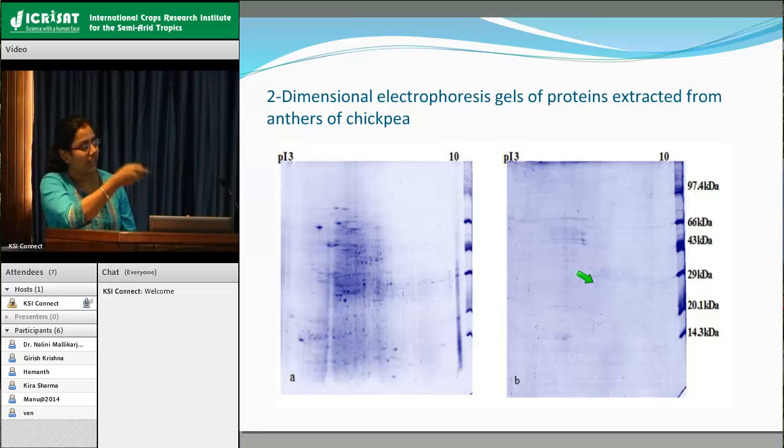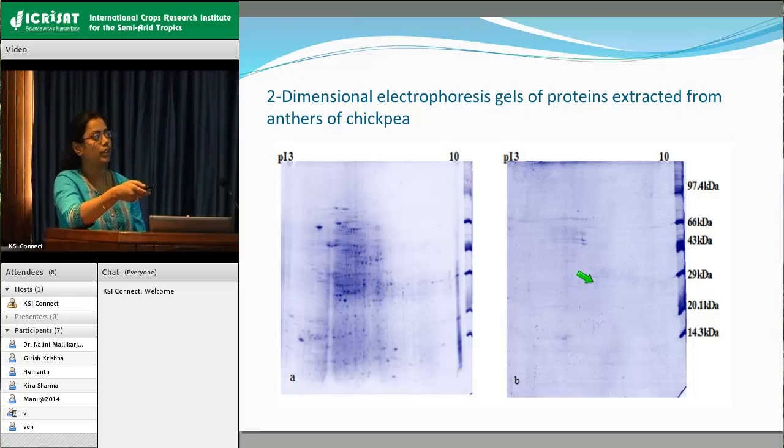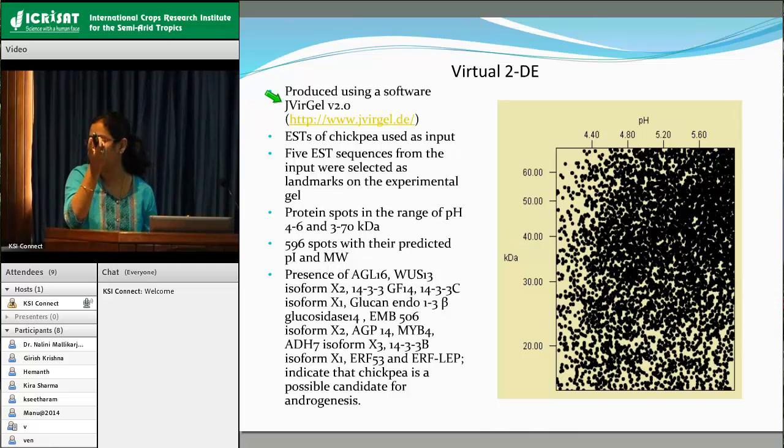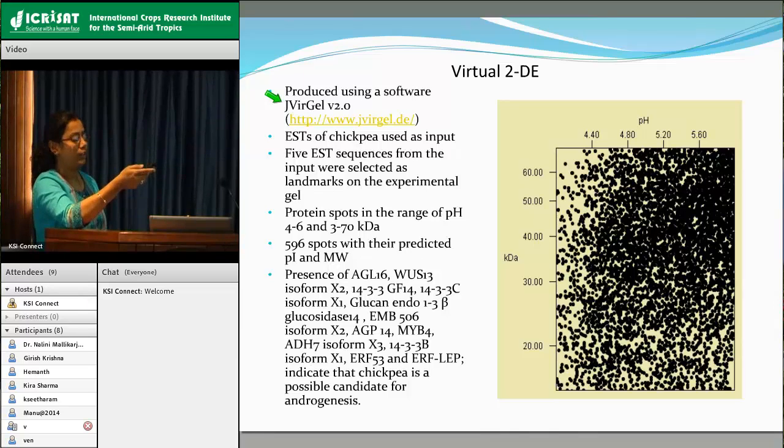So right now MALDI is not the choice. Since I haven't got a good result with this, MALDI is not a choice for sequencing and picking of the spots. So as an alternative, I found a cheaper way to study the proteins. I have gone for a virtual two-dimensional gel. It is using JVIR gel, a tool which gives us a virtual two-dimensional gel where you input your EST sequences and it would generate the protein two-dimensional electrophoresis gel according to the ESTs that we have given. And here there were more than 1,000 spots.